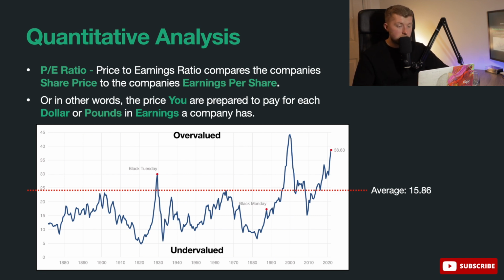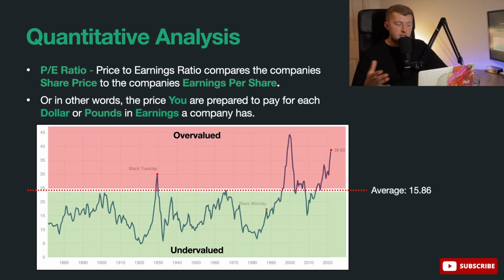Now, at the bottom of the screen, you can see a little bit of a graph. This is simply the price to earnings ratio of the S&P 500 over the course of the past 100 odd years, which has been adjusted for inflation. You can see that the average price to earnings ratio of the S&P 500 is 15.86. That gives us a bit of a benchmark in terms of where the stock market is, whether it's overvalued or undervalued, and can give us an insight into looking at individual stocks and how they stack up to the wider index.